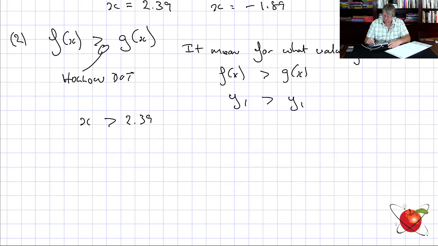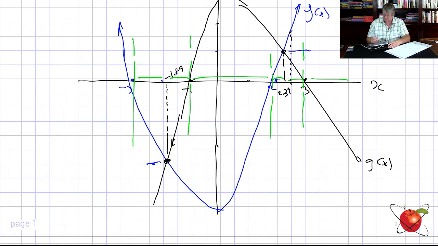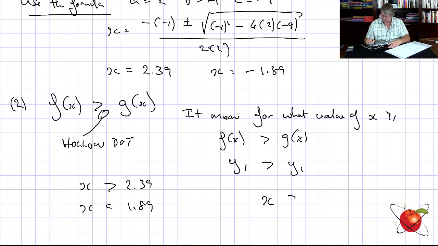and let's have a look further down. What on this side? x must be less than 1.89. And you can combine those, x greater than 2.39, less than 1.89, like that. Just make that look better. Now, so far so good.